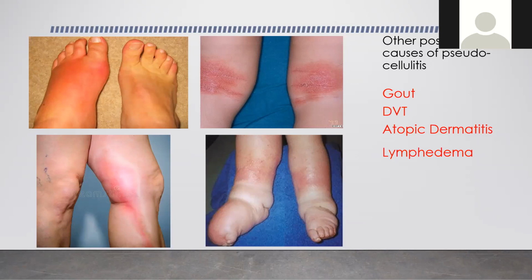And then the bottom right. Lymphedema. Yeah, exactly. So we have stasis, gout, DVT, atopic dermatitis, and lymphedema. Next slide.